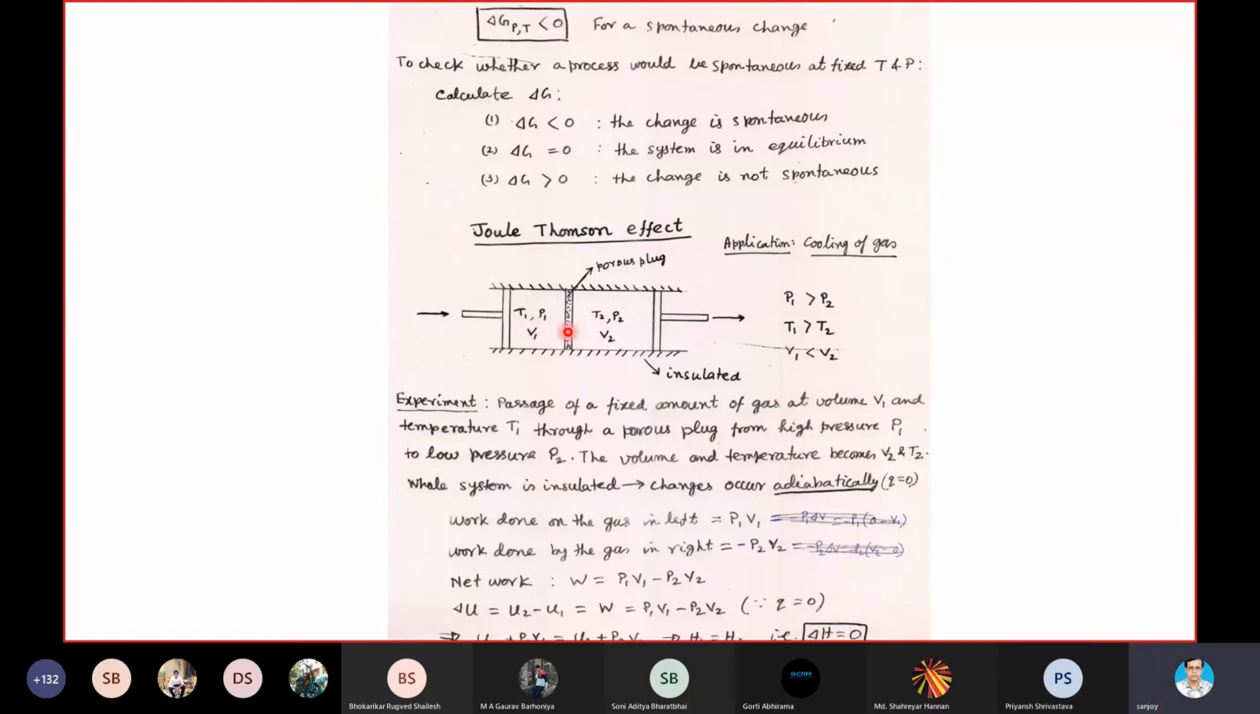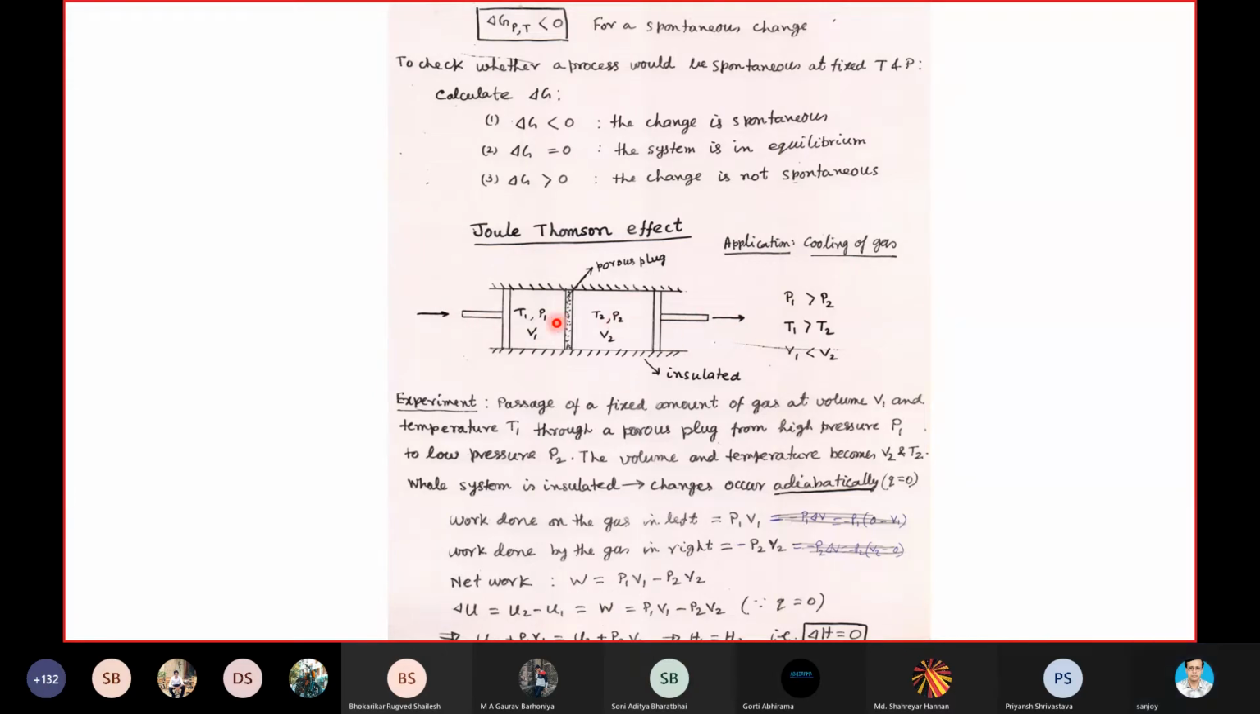On the left hand side, your pressure is high, and you have a certain amount of gas at a particular temperature and a particular volume. So a fixed amount of gas with a particular volume V1 and temperature. Now this gas is passing from the left hand side to the right hand side, by the movement of these two pistons. Slowly this piston is pushed in this direction and this one is pulled in this direction.